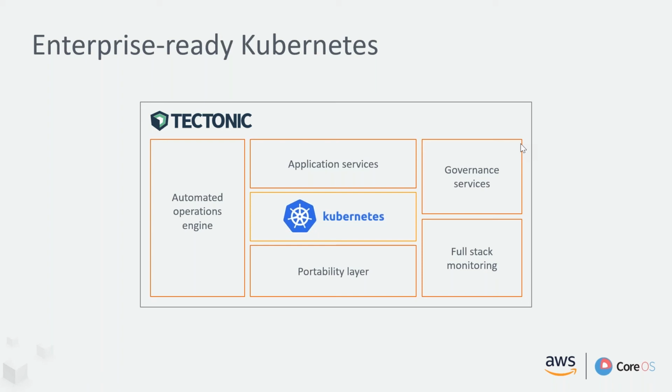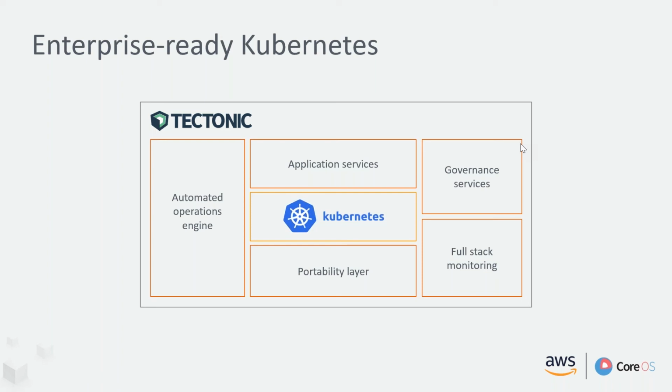So Tectonic builds enterprise-ready features around that upstream core unmodified Kubernetes, and that's things like governance services to meet all of your security needs and making sure admins can know what's running on the cluster and that folks have the correct permissions. Full stack monitoring of the cluster itself, as well as applications running on top of the cluster. A portability layer, which is kind of where you can run on multiple different providers, do hybrid cloud, that type of thing, across different regions in Amazon, for example, and the cluster operates the exact same. And then the automated operations engine that I was talking about, this is what allows you to do in-place, no downtime upgrades of Kubernetes at any time you would like.